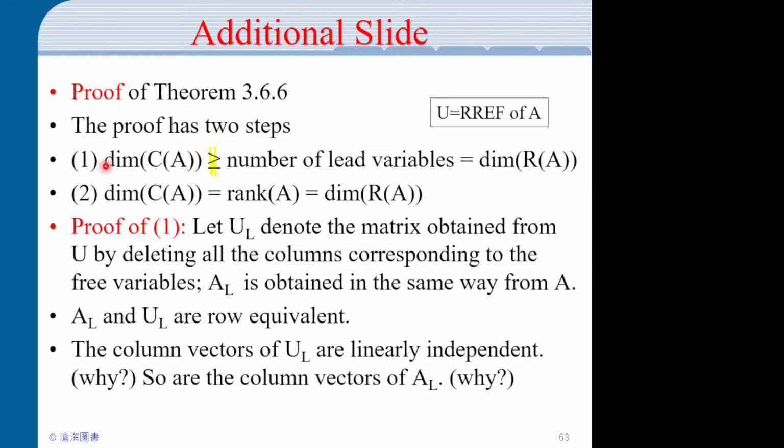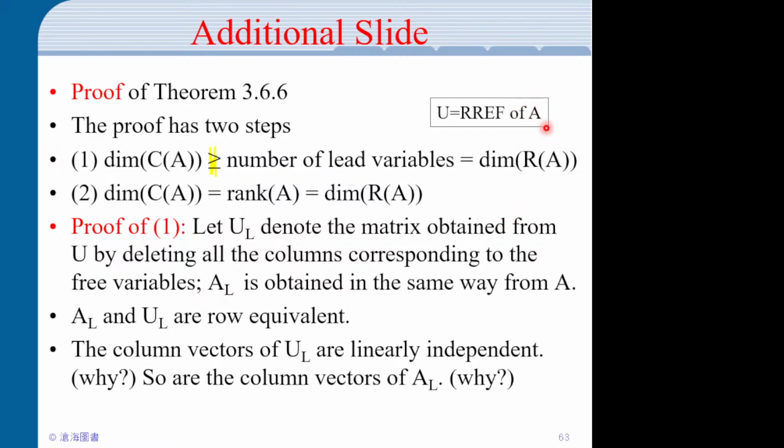Let's see this once again. We have two steps. First, for the dimension of the column space, we prove that it's greater than or equal to the dimension of the row space. In the second step, we just use symmetry to prove that the dimension of the column space equals the dimension of the row space. So the hard part is the first one. How do we prove it? We go through four matrices. First we have A.